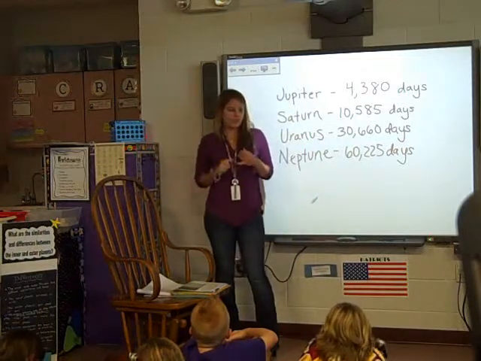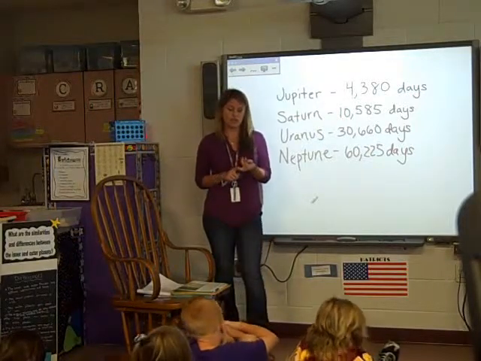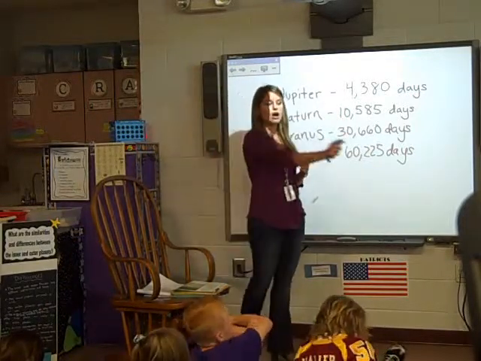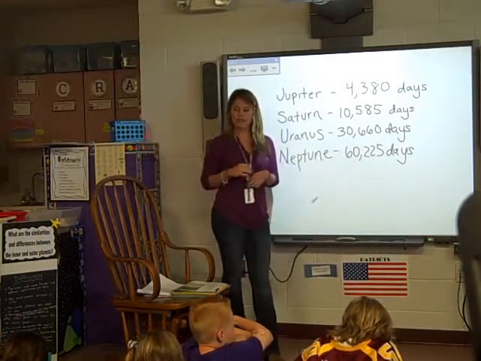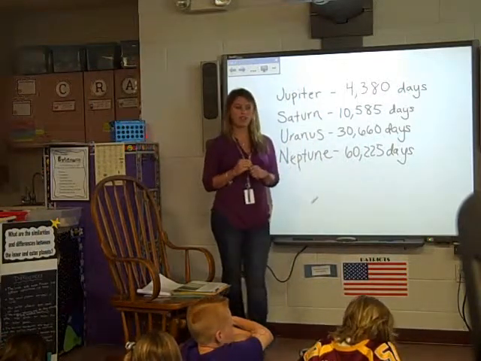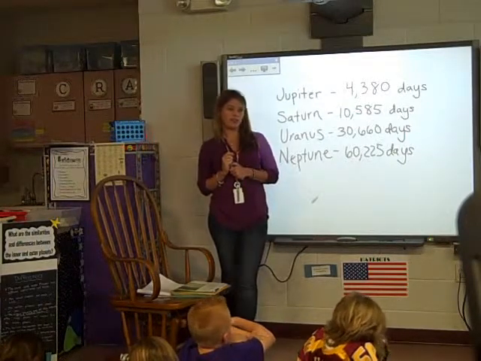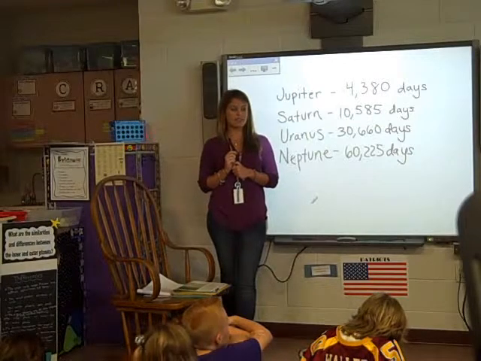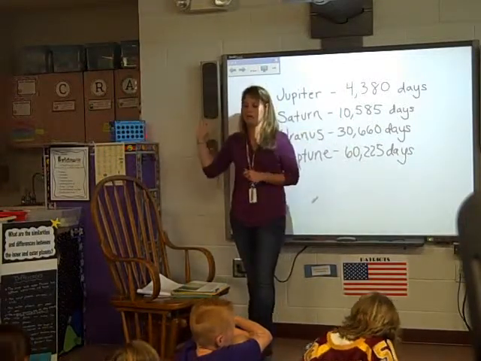So, like Victoria said, the outer planets have a longer revolution. Revolution meaning that they take longer to orbit the sun, right? They have a bigger orbit. Why do you think they take longer? Why do the outer planets take longer to circle the sun? Vicki? They're farther from the sun. Yes, they're farther from the sun, so their orbit is a lot bigger.